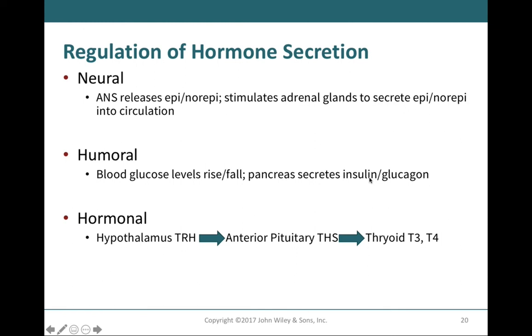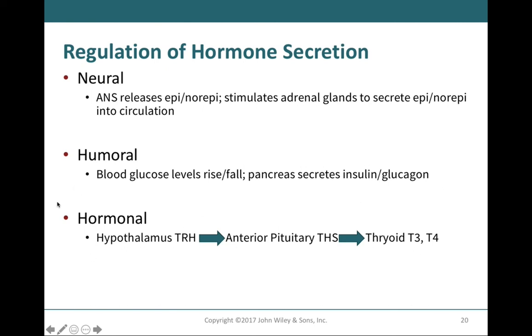Glucagon is a hormone that has an antagonistic effect with insulin, so we get to see two concepts at play here. When blood glucose levels drop, glucagon is going to be released, and when glucagon is in high concentrations, that's going to stimulate the breakdown of glycogen in liver cells to release glucose into the bloodstream.